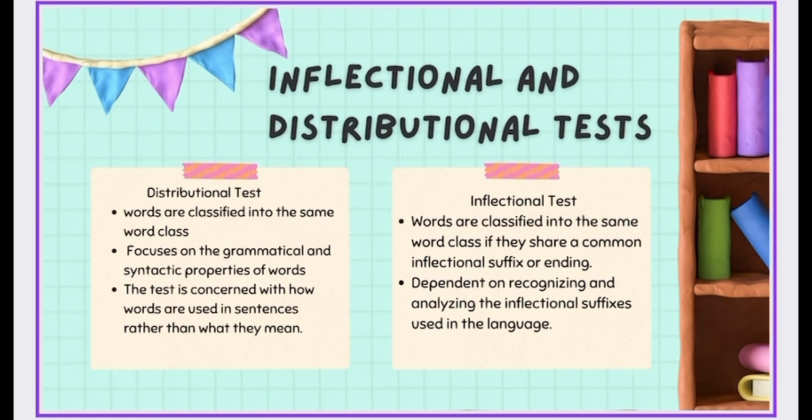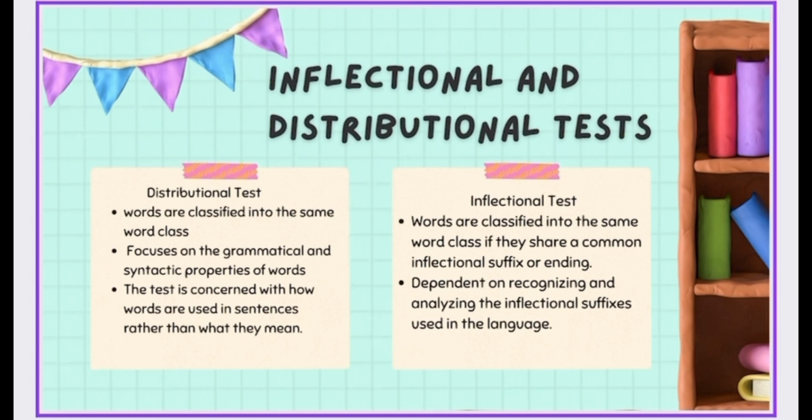In a distributional test, words are classified into the same word class if they fill the same syntactic slot or occupy the same syntactic position and function in a sentence. This test primarily focuses on the grammatical and syntactic properties of words while ignoring their semantic meanings. For example, words like large, green, and damage may be considered part of the same word class because they can all fill the same syntactic position. The test is concerned with how words are used in a sentence rather than what they mean.